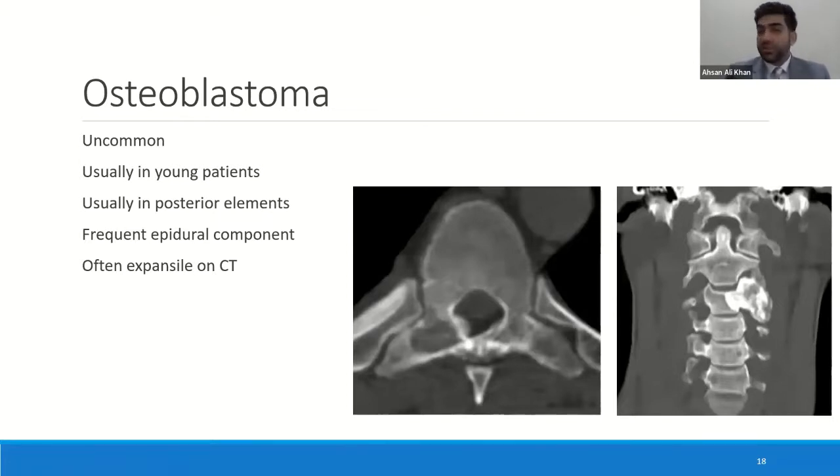Osteoblastomas, again, not common, but we should know, usually in young patients, usually in posterior elements. Whenever you have this kind of tumor, frequently involving some kind of epidural component, often expansile on CT. Here you can see this one going into the spinal canal as well. Here you can see it involving C3, and again extending laterally. For a benign lesion, this size is quite significant.